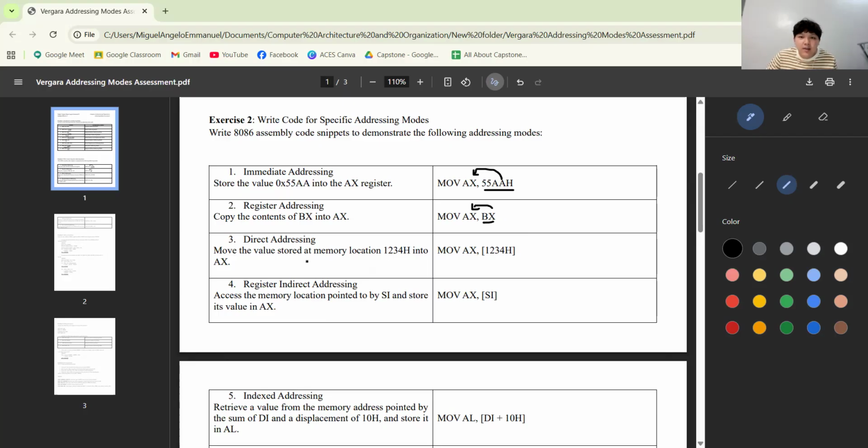Next, we have direct addressing. Move the value stored at the memory location 1234H into AX. So when we say direct addressing, the exact address is written, and since we are tasked to move the value, therefore we will move the value at the specific address to AX. Next, we have register indirect addressing. Access the memory location pointed to by SI and store its value in AX. So using register indirect addressing, we are tasked to move the value pointed to by SI towards AX.